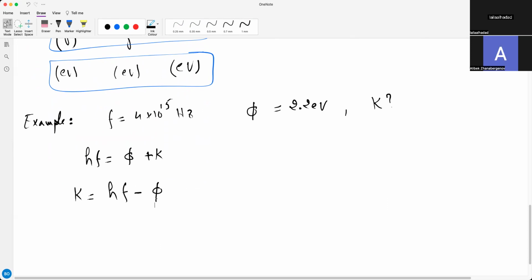Yes. Now, what is hf? hf is equal to 6.6 times 10 to the minus 34 times the frequency, 4 times 10 to the power of 15. Now, the value that you get here, let me just explain to you. I will do the calculation and then I will explain to you something that is very interesting that can help you.